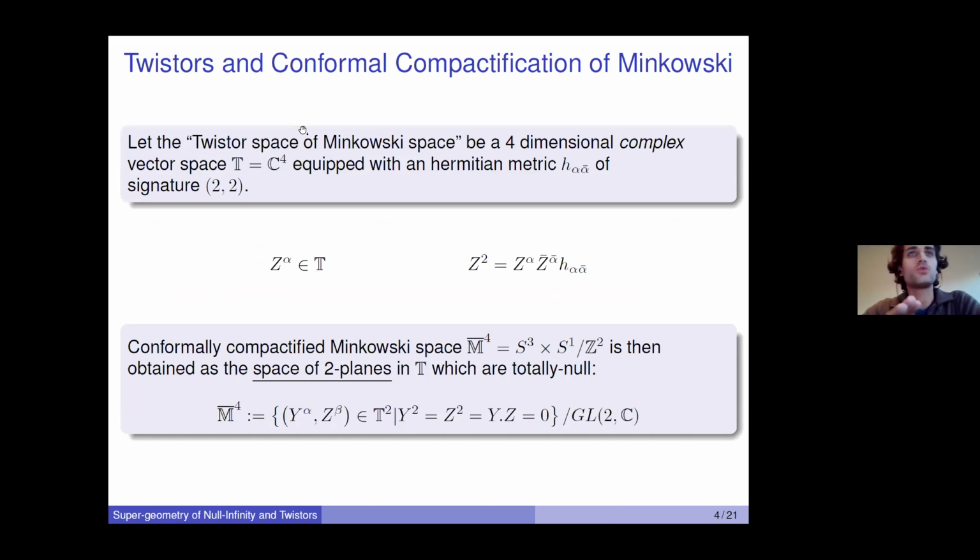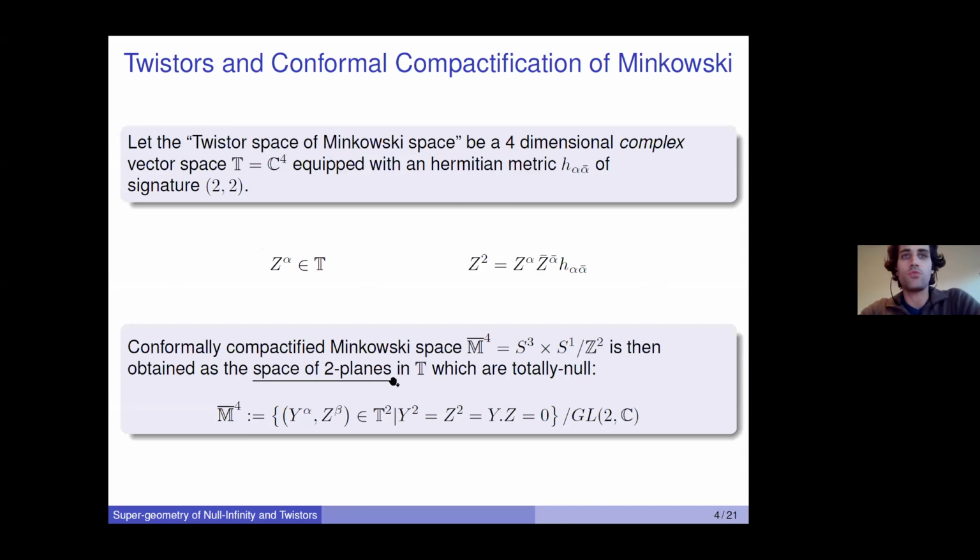What I'm going to call the twistor space of Minkowski space is a four-dimensional complex vector space, which I'm going to write as T. It's equipped with a Hermitian metric of signature (2,2). Here are the twistors, with Greek letters. And the reason the twistor space is useful is that you can derive the conformal compactification of Minkowski space from it.